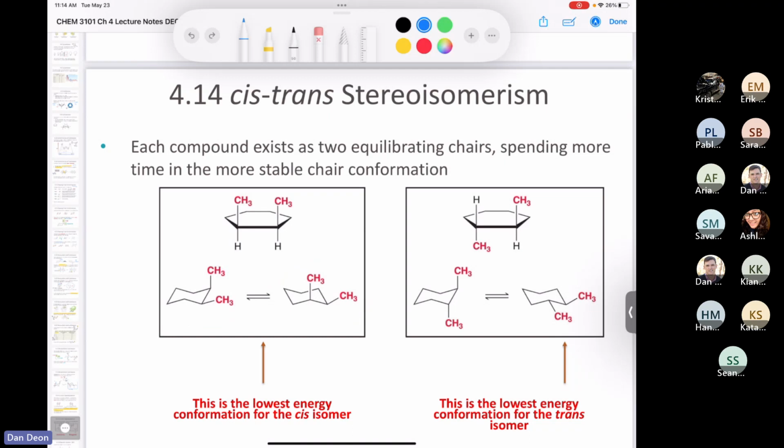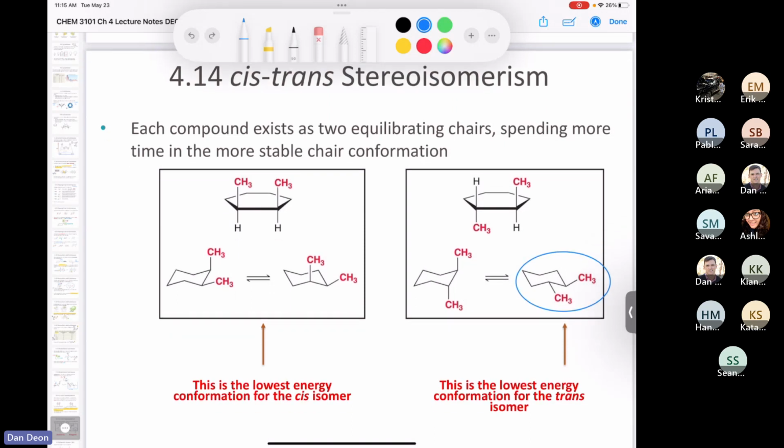Whereas if I look at the trans, in the trans, this conformation is going to be much lower in energy. Why? Because everything is equatorial, where in this one, everything is axial. And so you have a lot of 1,3 diaxial interactions. And so that covers the concept of cis and trans. Again, cis, two groups on the same face of the molecule. Trans, they're on opposite faces of the molecule.